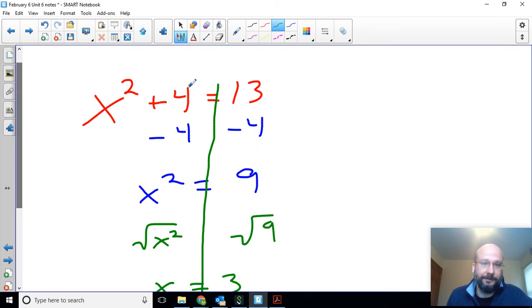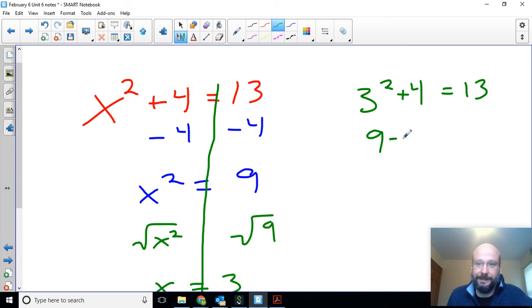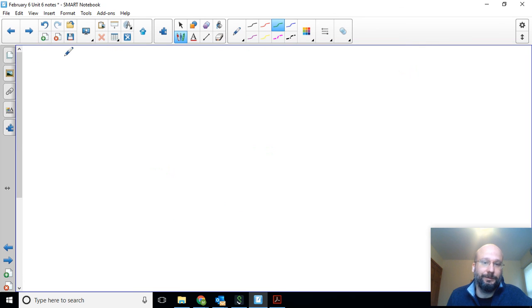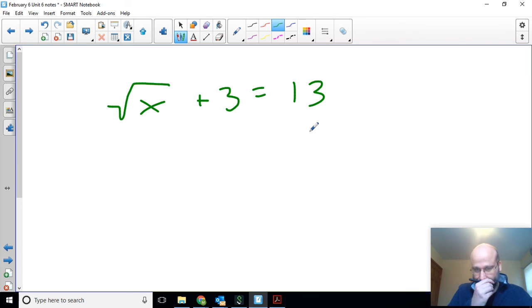And we can put it into our original problem. 3 squared plus 4 equals 13. 3 squared is 9 plus 4 equals 13. And 9 plus 4 is 13, equals 13. Just keep it in mind that those are opposites, and that's how you would solve it if you were doing something like this. The opposite is true if we have the square root of x plus 3 equals 13. Different numbers.